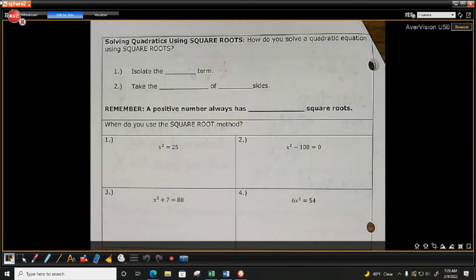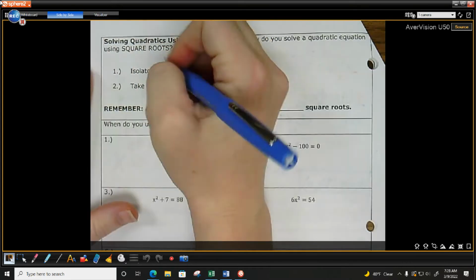So today we're going to learn two more methods on how to solve our quadratics. The first one is solving using square roots. I think this method is almost as easy as graphing, okay? How do you solve a quadratic equation using square roots? Our goal is to isolate the x squared term.